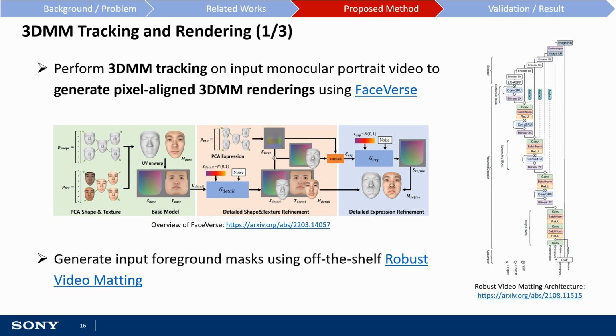So let's discuss each of these stages in detail, starting with 3D tracking and rendering. They perform 3D tracking on the input monocular portrait video to generate pixel-aligned 3D renderings for subsequent training. For this task, they use an in-house 3D parameter estimation model called FaceVerse, which has also been published previously by the same authors. To supervise the training of mask prediction in the next stage, they generate foreground masks using an off-the-shelf architecture proposed in the paper titled Robust Video Matting.